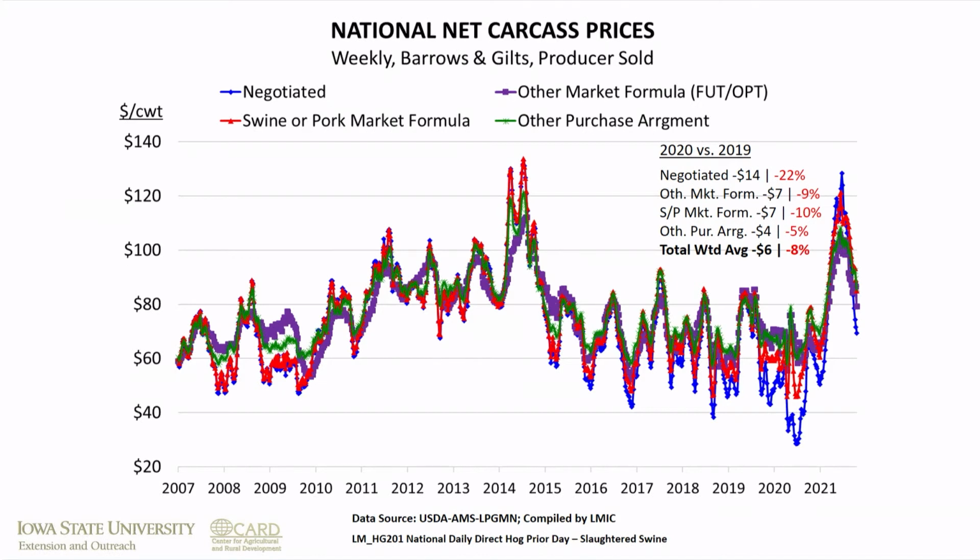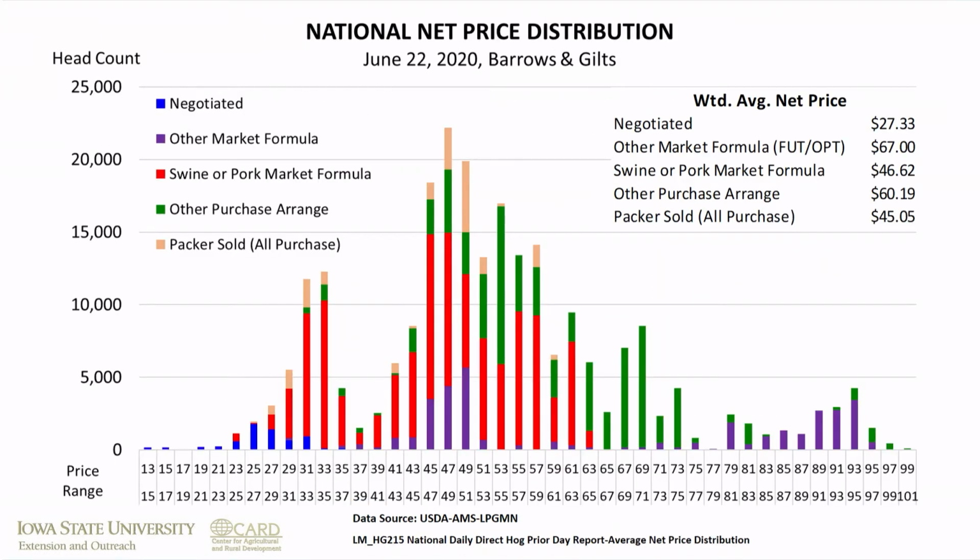And that's highlighted no better place than this USDA report here. So this is USDA's national net distribution of hog prices. And I cherry pick a particular date here because I wanted the widest distribution possible. So we go back to June 22nd, 2020. There were some hogs that were being sold for $13 to $15 per hundredweight. Those were negotiated hogs. That same day, there were some formula hogs that were getting $100 per hundredweight.